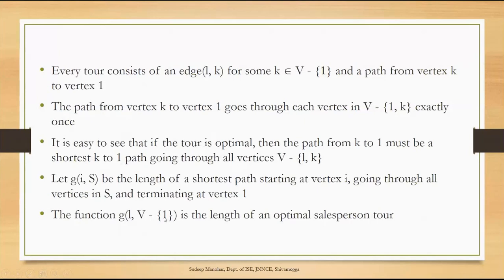The function g(1, V minus {1}), just observe this. What it tells us is the length of the shortest path which starts at 1. This is a general form, and this is the actual value that is given. It is the length of the shortest path which starts at 1 and covers all the vertices in V minus {1}, meaning 1 should not be there among the remaining vertices. That is the length of the optimal salesperson tour.